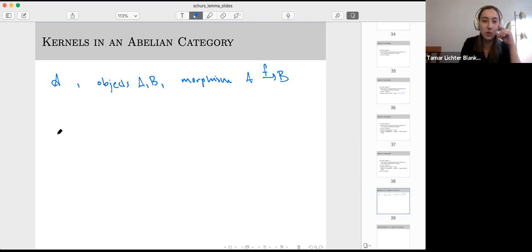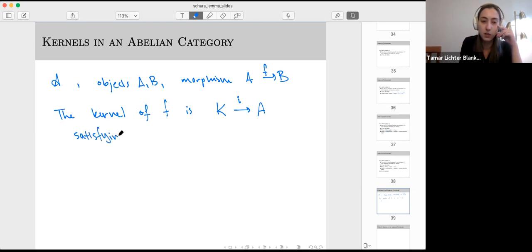And this is what we'll do. So the kernel of f is an object K and a morphism, which I'm going to call i. I don't know if there's a more canonical name for it. It's a morphism to A, satisfying the following universal property.